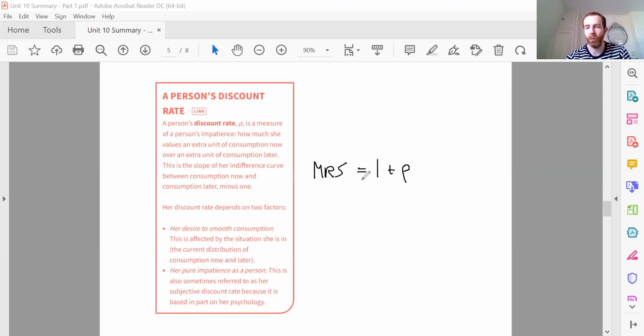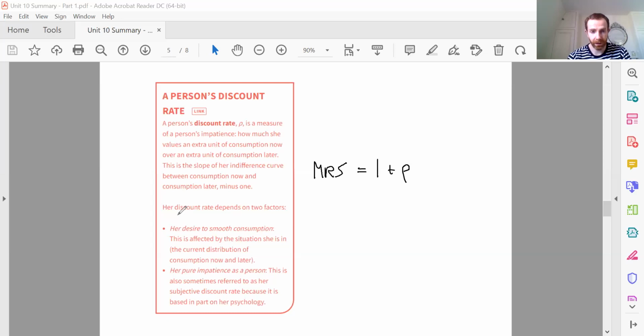And where is this coming from? Well, I can't give too deep an explanation, but we basically say that a person's discount rate is the slope of their indifference curve minus 1. And we know the slope of the indifference curve is the MRS. So MRS minus 1 gives you the discount rate. And the idea is it's telling us the willingness, the strength of the person's desire to substitute consumption now for later on. That's what this rho is supposed to capture.